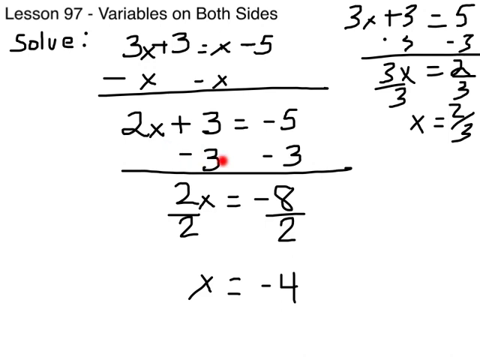Then we take it from here, just like we were doing here, because this looks just like this. So we subtract our 3 from both sides. We get 2x equals negative 8, divide by 2, and we see that x is equal to negative 4. Alright, let's work it a different way, the same problem.